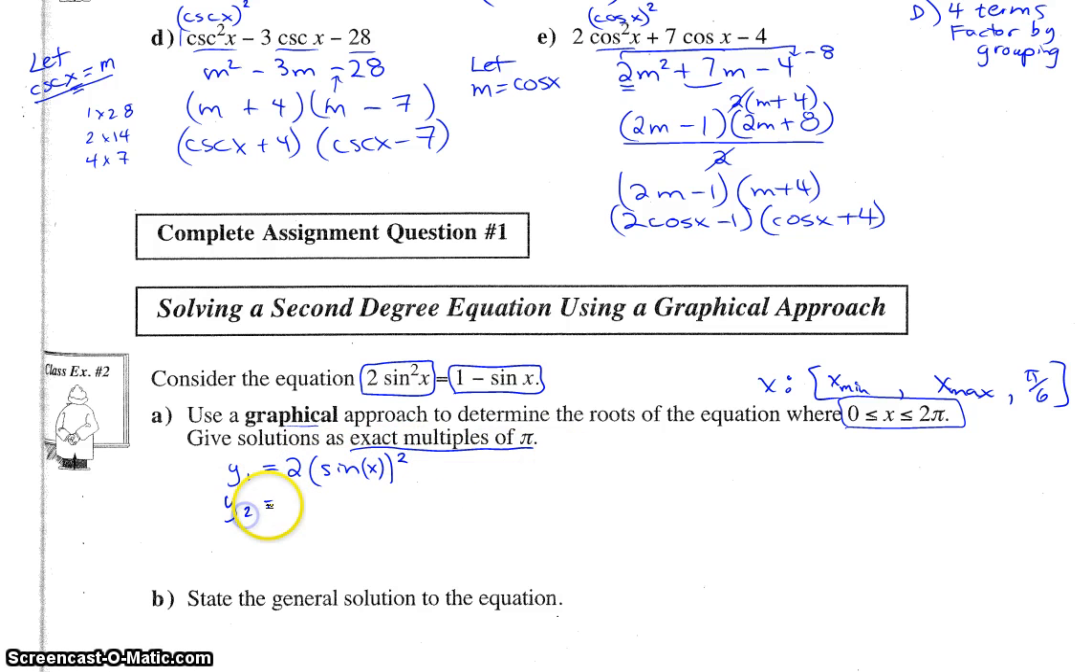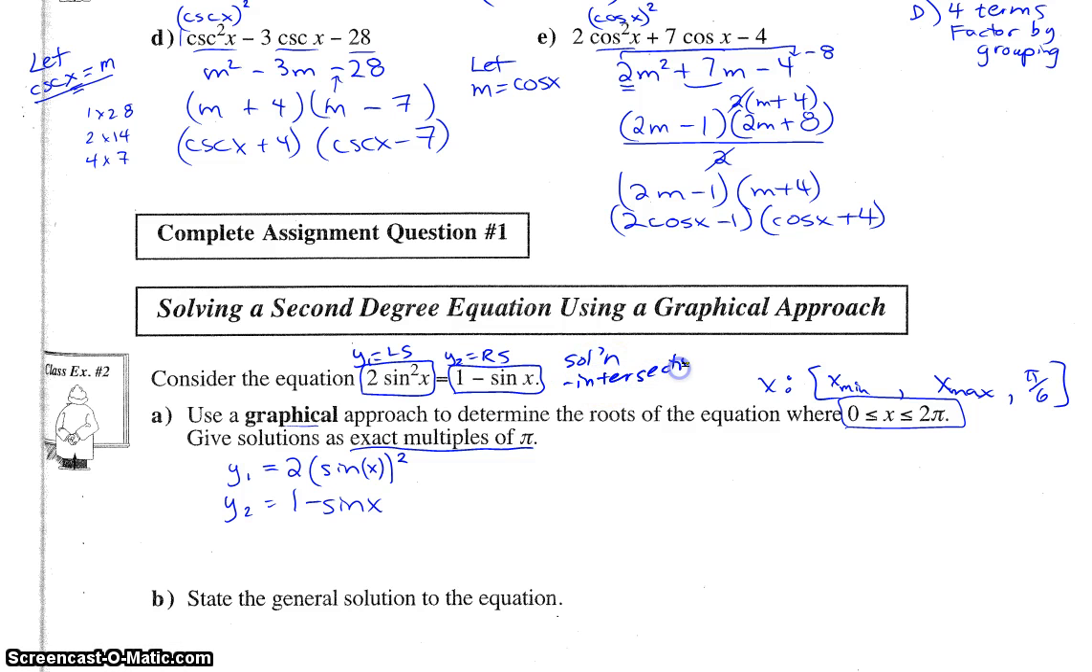Okay, y2 is going to be the other side of the equation, the right-hand side. So left side goes in y1, right side goes in y2. Okay, and where do you think the solutions are going to be? Yep, the solutions will be the intersection points.